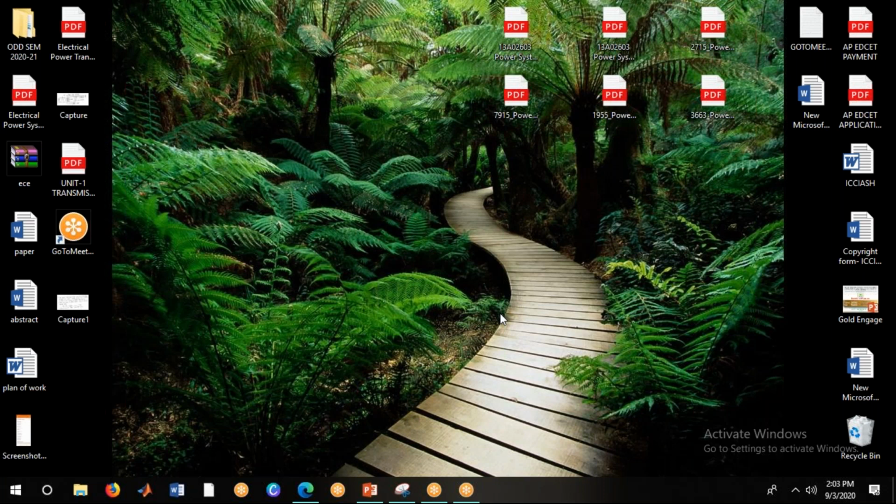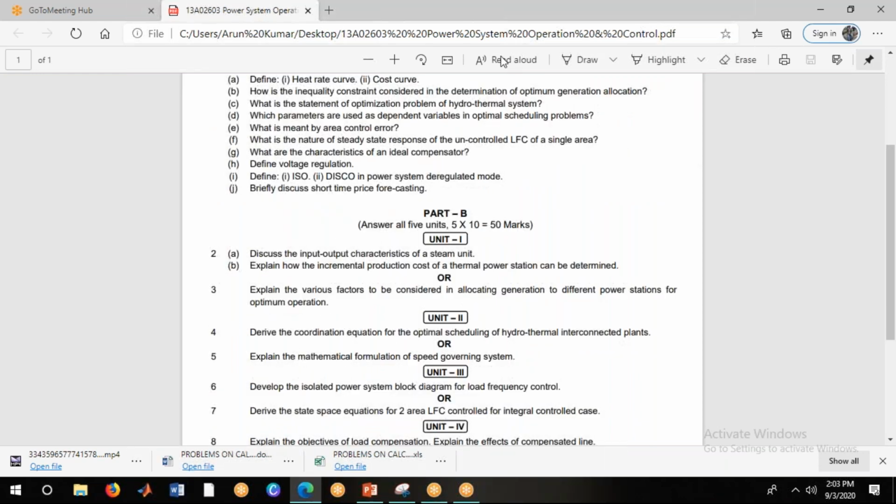So I will show you previous question papers. Then you will get clarity on whether this question is important or not. See the previous year question papers. I'm showing you. See, from the second unit, we have two parts. One part belongs to hydrothermal scheduling. Another part is the speed governing system.